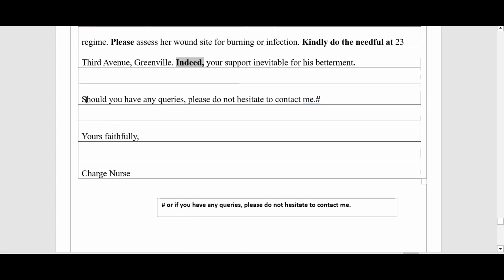In every letter writing you can choose either this or this. In my point of view, I advise you to choose this one, which is very elegant and more standard, so I advise you to choose this one. This one: should you have any queries, please do not hesitate to contact me.